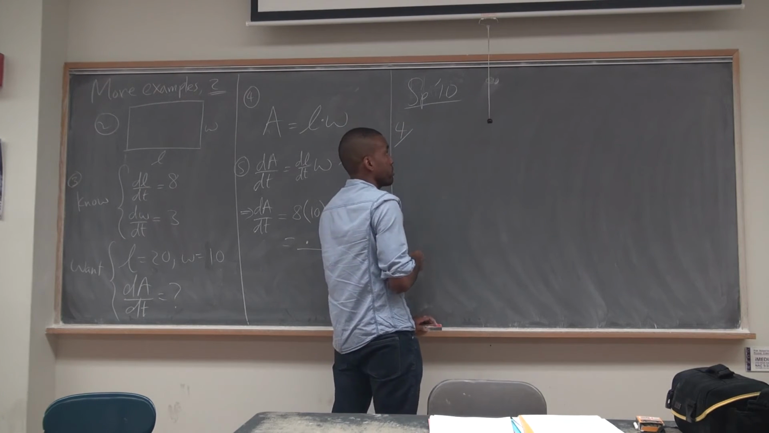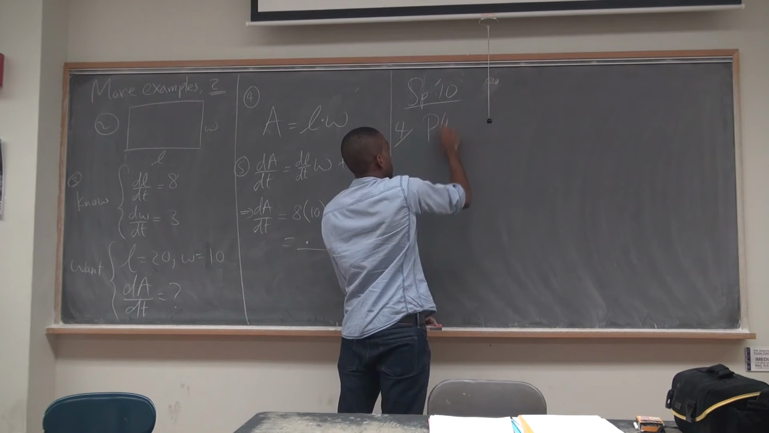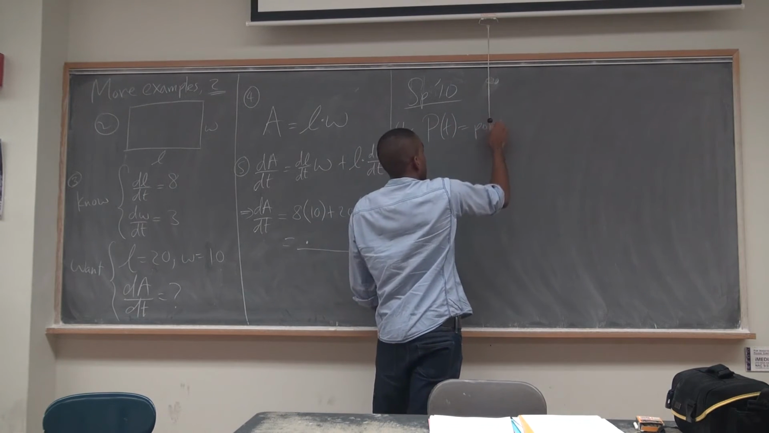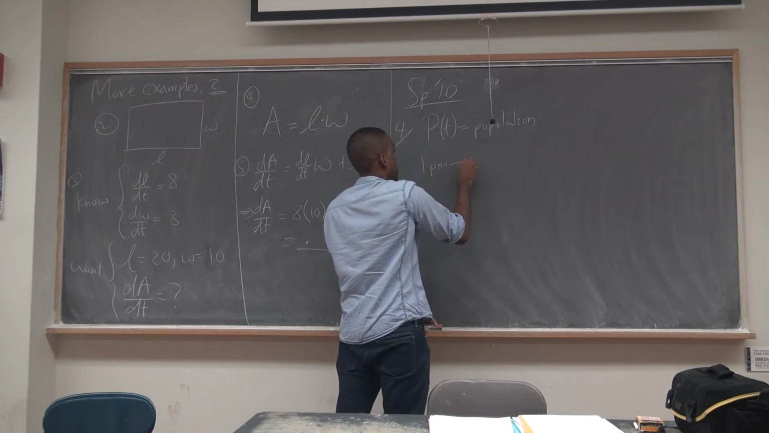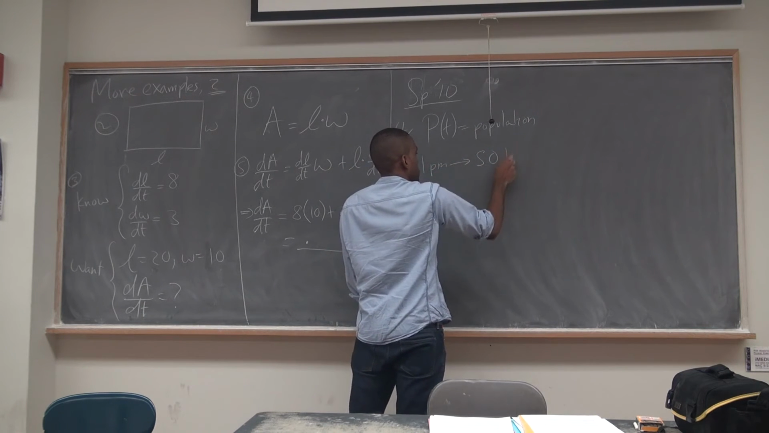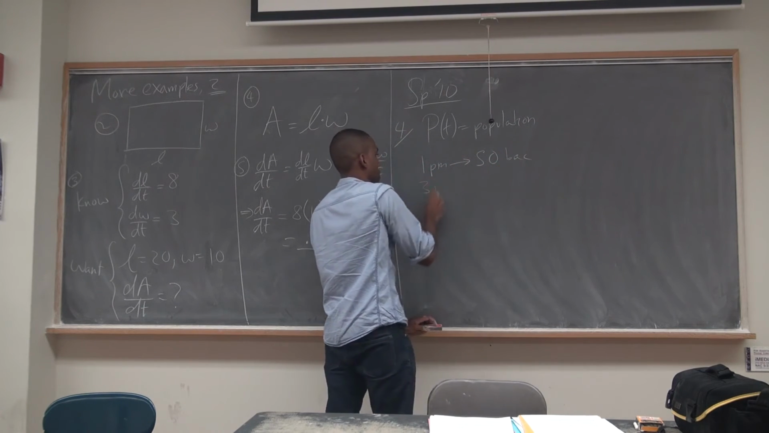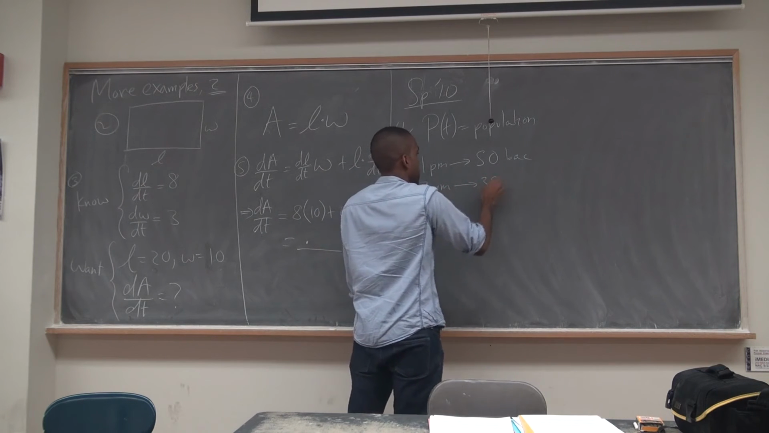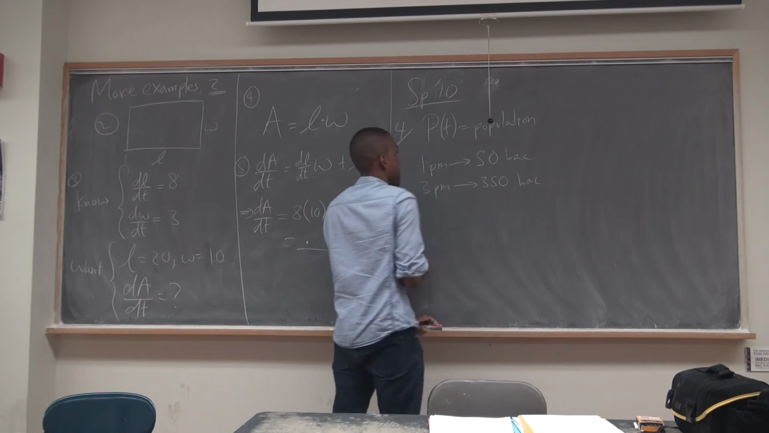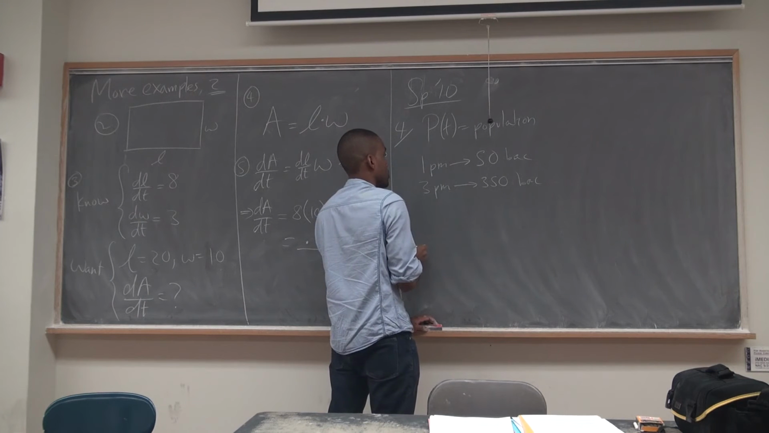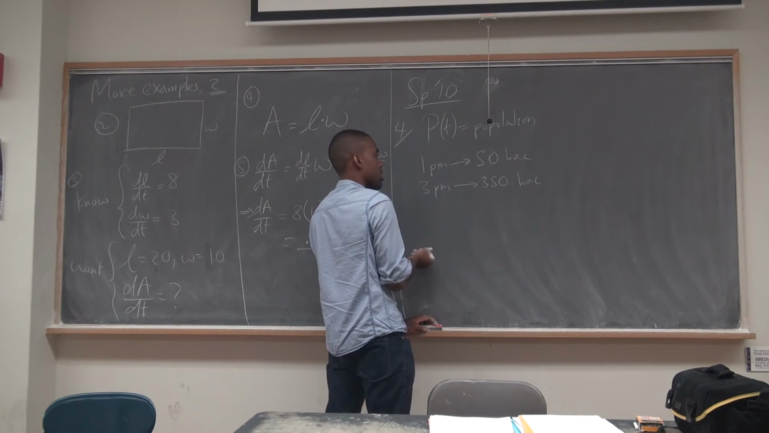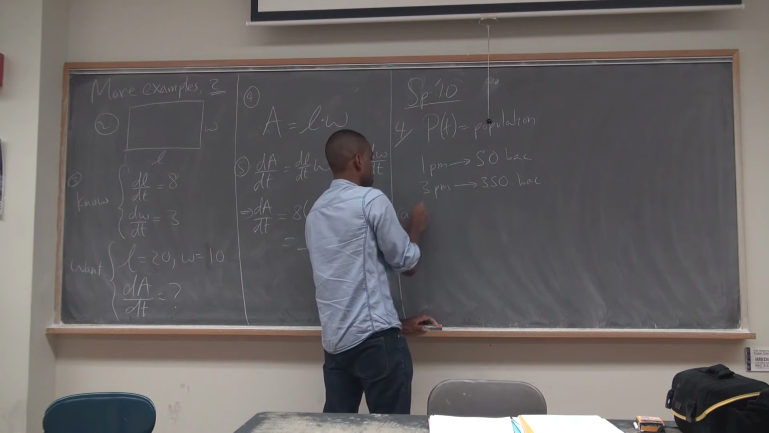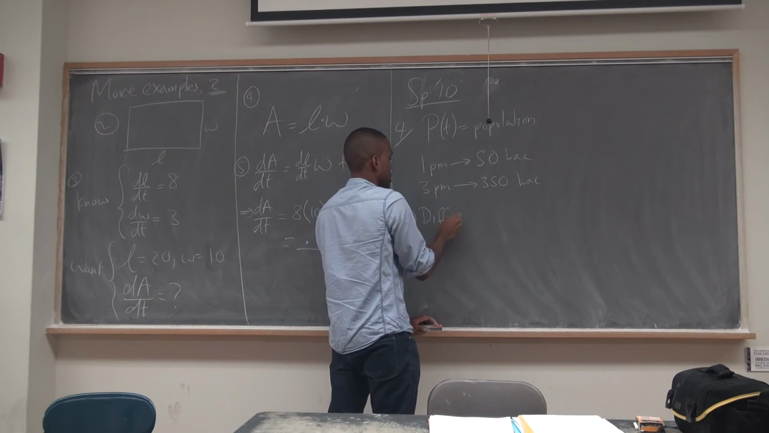Let P of T be the population of a colony of bacteria. The P of T is a population. At 1 p.m. there are 50 bacteria, and at 3 p.m. there are 350. Assume exponential growth. Find the differential equation satisfied by P of T. Part A asks for the differential equation.